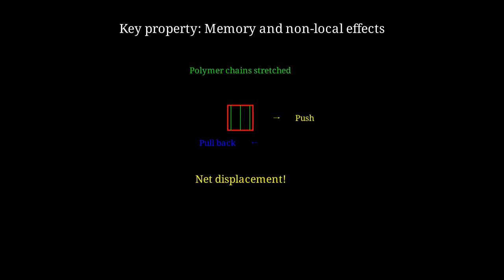Viscoelastic fluids have memory. The stress at any moment depends on the history of deformation, not just the instantaneous velocity. Imagine pushing a small object in a viscoelastic fluid, then pulling it back. During the push, polymer chains stretch. During the pull, they're in a different configuration. This asymmetry allows net displacement.